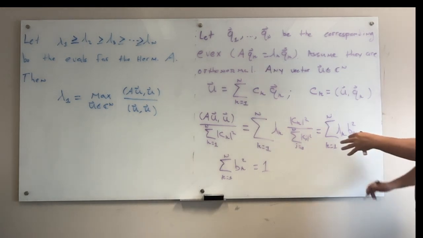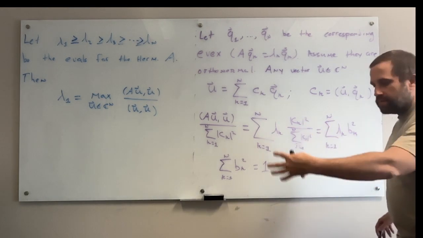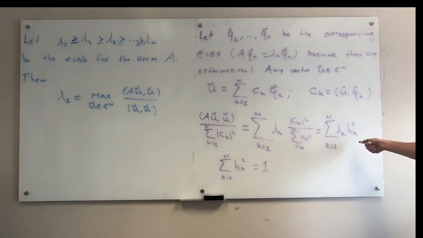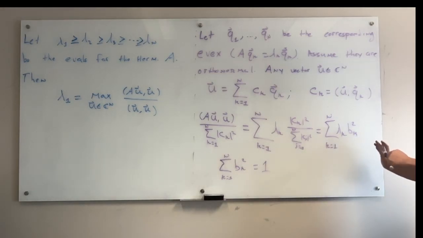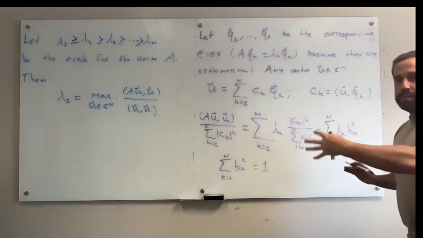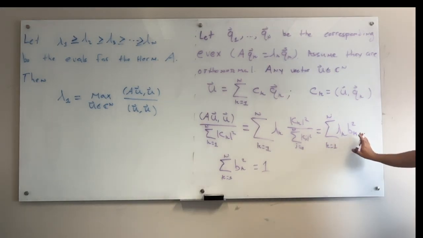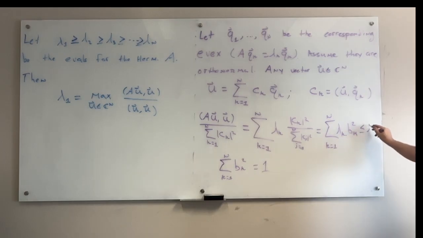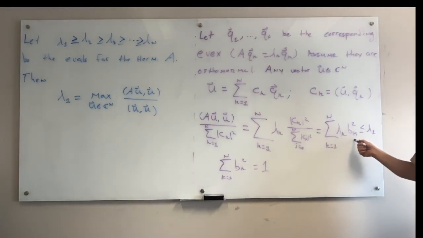Well, lambda 1 is greater than or equal to lambda 2, is greater than or equal to lambda 3, is greater than or equal to lambda 4, so on and so forth. So if I want to pick the bk's that maximize this sum, then I just want b2, b3, b4 to all be 0, and b1 is just going to be equal to 1. Okay, because the lambdas here are getting smaller, and so I want to put all of the weight on lambda 1. And so we know that this is going to be less than or equal to lambda 1, because the sum of the bk squared adds up to 1.